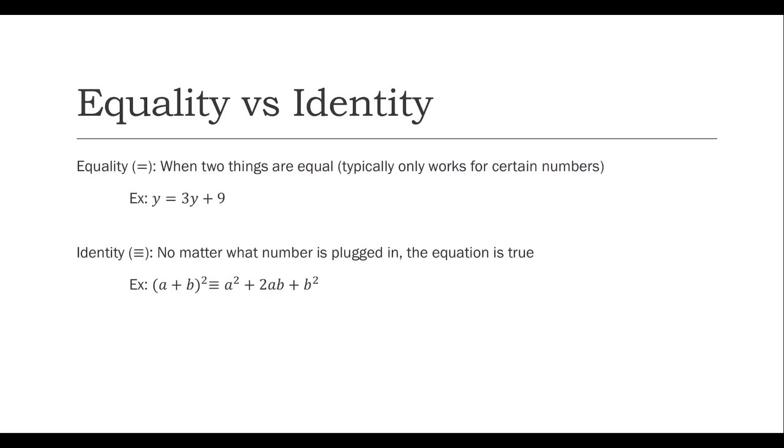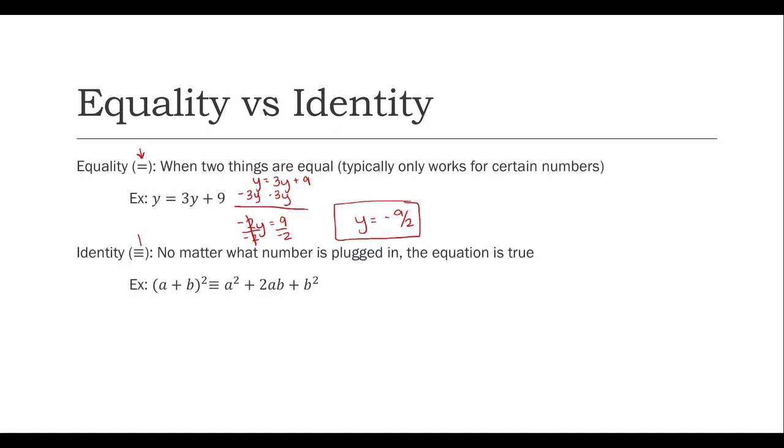First, we're going to talk about equality versus identity. Equality, which is the two lines here, is when two things are equal, and it typically only works for certain numbers. So here we have y equals 3y plus 9. We'll solve for y by subtracting 3y from each side. So we get negative 2y equals 9, and when we divide both sides by negative 2, we get that y equals negative 9/2. So this equation is only true if y equals negative 9/2.